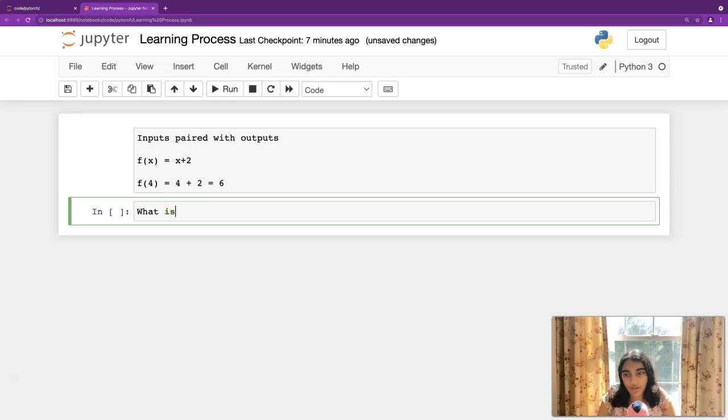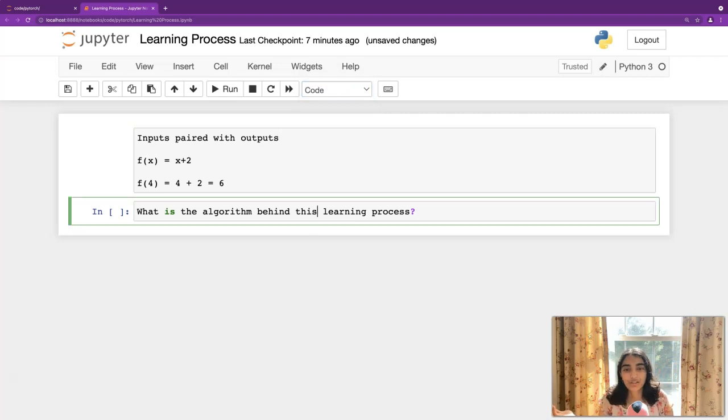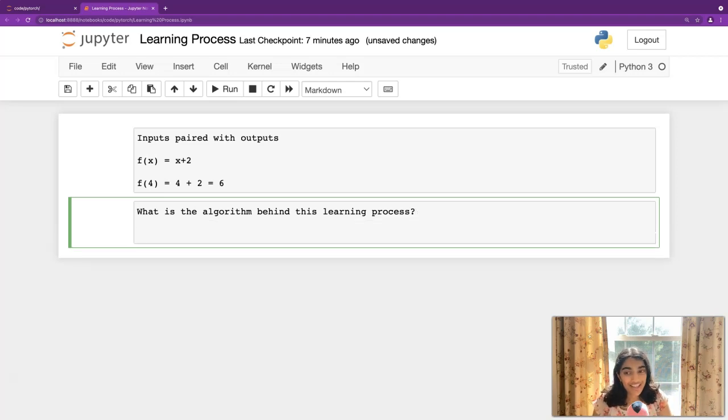So the question is, what is the algorithm behind this entire learning process? What algorithm are we talking about? An algorithm is just a series of steps you take to get to the place that you want, in simple terms. So what is that algorithm? Well, let's go back to Johannes Kepler. You'll see that this is incredibly close. Actually, it's exactly the same as what we do with machine learning and deep learning.